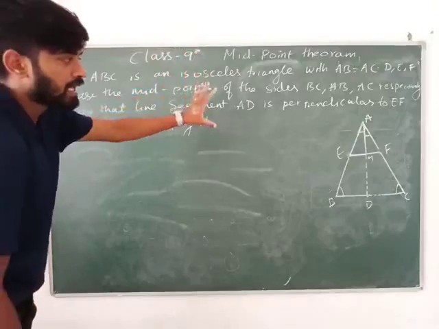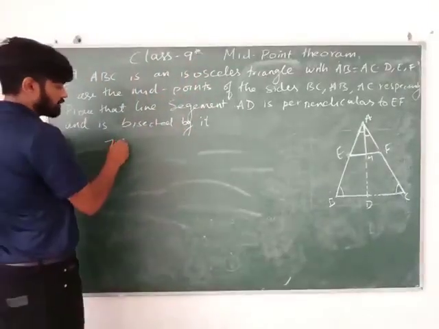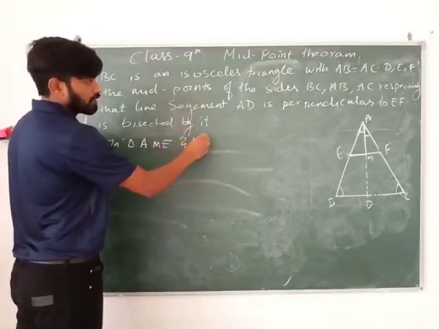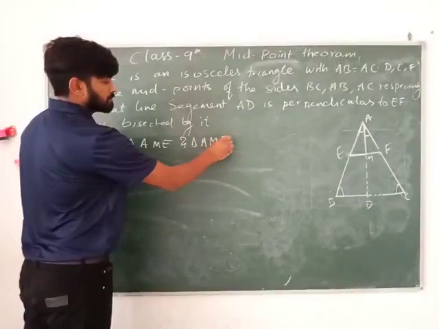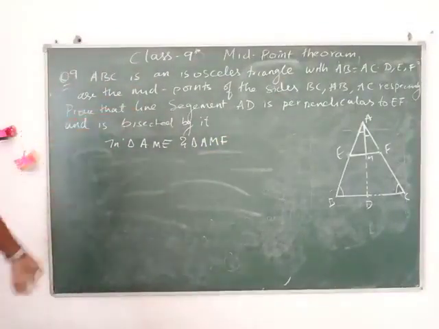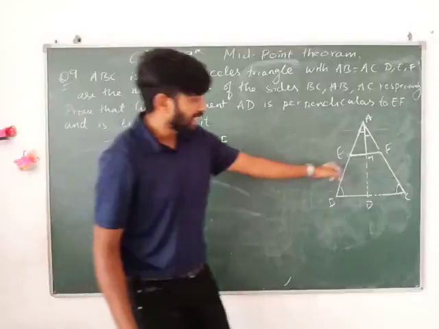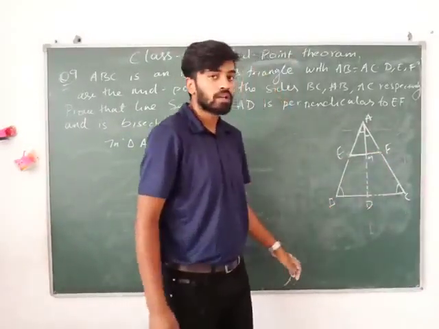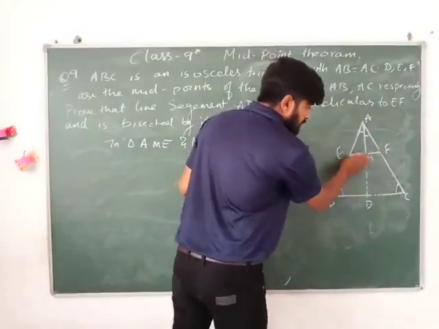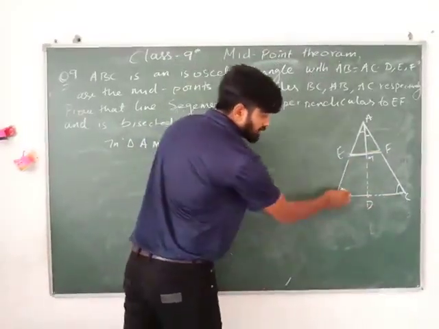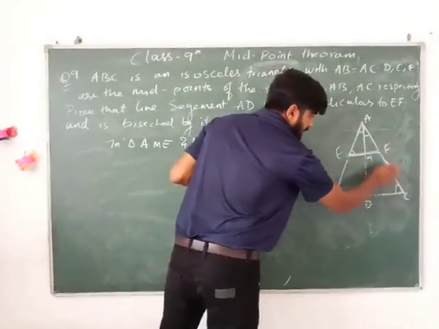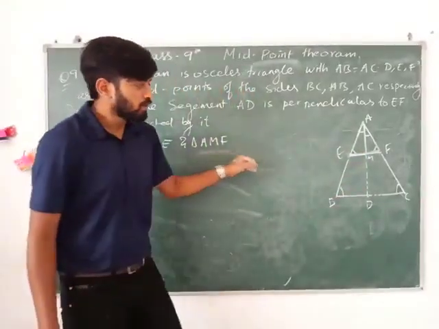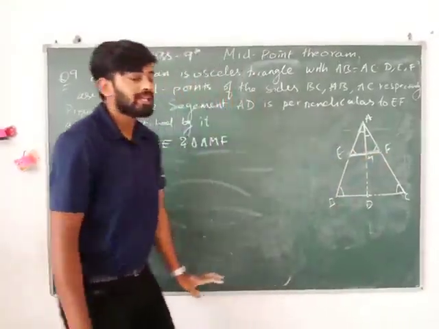So I'm looking at triangle AME and triangle AMF. You know these are the midpoints, so this line is parallel to this line. When these are parallel, this angle will be equal to this angle, and this angle will be equal to this angle. You would ask why? Corresponding angles. So I can say angle E and angle F are equal.